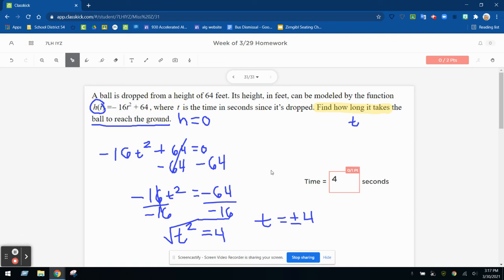Sorry, I didn't square root 4, you guys. My bad about that. Okay, so if I square root 4, I will get 2, right? The square root of 4 is 2, so plus or minus 2 seconds. Sorry about that. So I'm only going to use the positive 2, so my time is going to be 2 seconds. All right, that is it for your review.